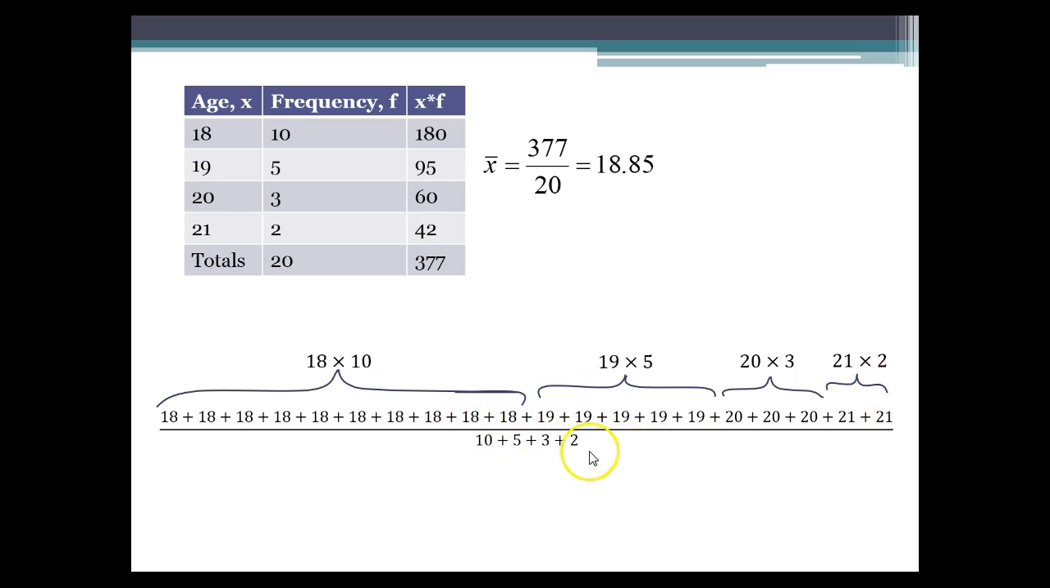And we've got a total of 20. We could get that by saying, well, there was 10 of these 18-year-olds plus 5 19-year-olds and 3 of these and 2 of these. And so that's why that formula works the way it does. It's basically another way of saying the same thing we did before, but we're using a different formula just because the data is grouped.